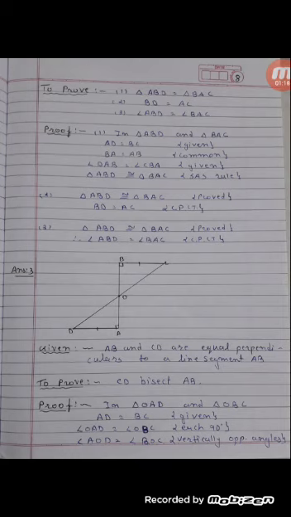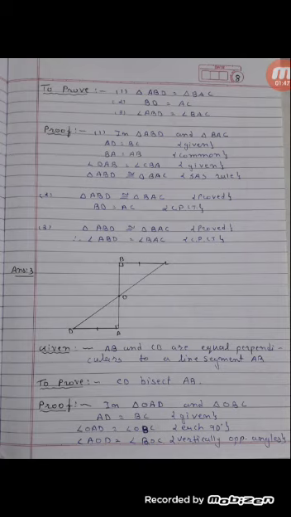Now, question number 3, page number 119. AD and BC are equal perpendiculars to a line segment AB. Show that CD bisects AB, means OA is equal to OB, we have to prove. Now given: AD and BC are equal perpendiculars to a line segment AB. To prove: CD bisects AB.